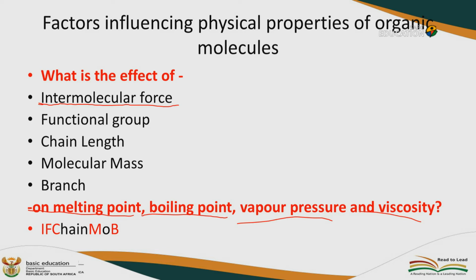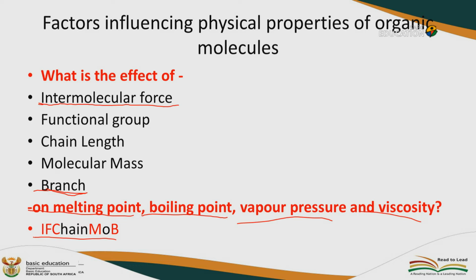What is the effect of molecular mass on those 4 properties? And what is the effect of branching, if we're having a branch or we don't have a branch? I've tried to make a short for you so that you can remember, "if chain mob", then you are able to see all those which are highlighted with red. That is the type of intermolecular force, the functional group, the chain, the molecular mass, and the branch. Because all these 4 physical properties, they depend on those.